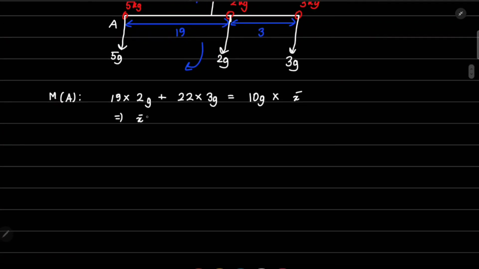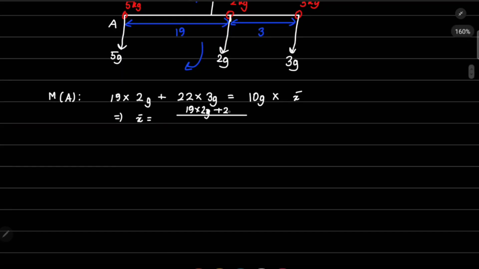So we can find that from here we'll have 19 times 2g plus 22 into 3g, divided by 10g. X bar will have a value of 10.4.